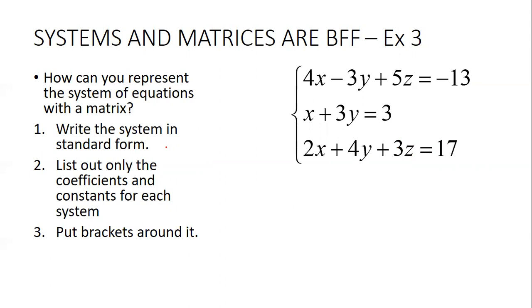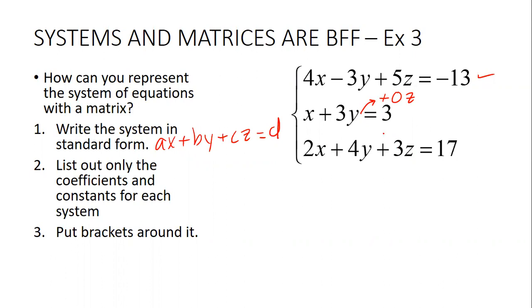Now, this also applies when you have a three variable system. You want to make sure that it's in standard form, so your ax plus by plus cz equals d format. This one's good to go. Is this one good to go? No, it's missing a variable. I'm just going to sneak it in there. It's missing z, so I'm going to put in plus 0z.